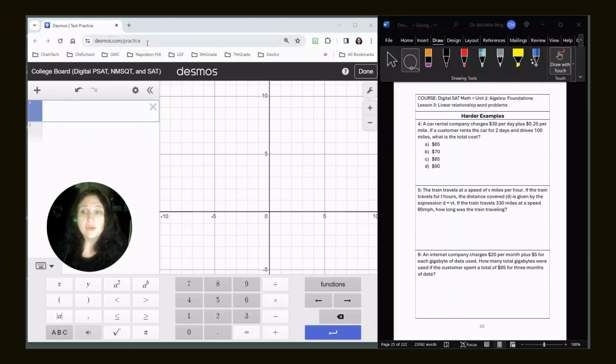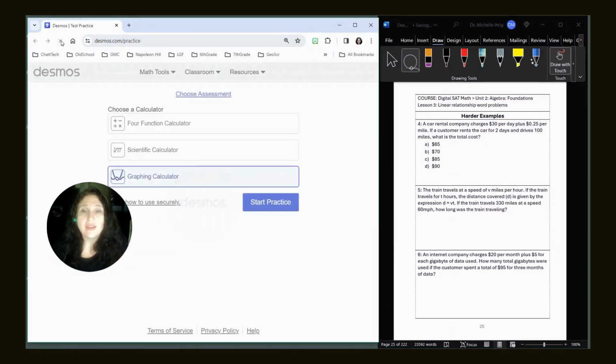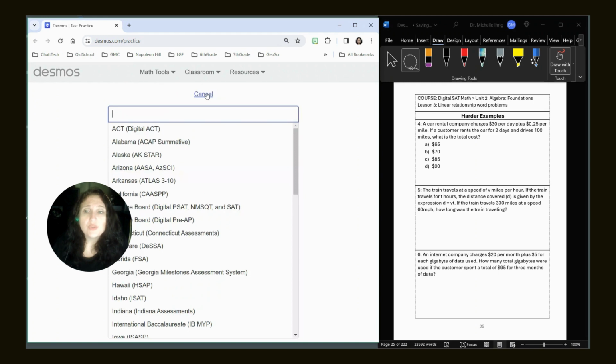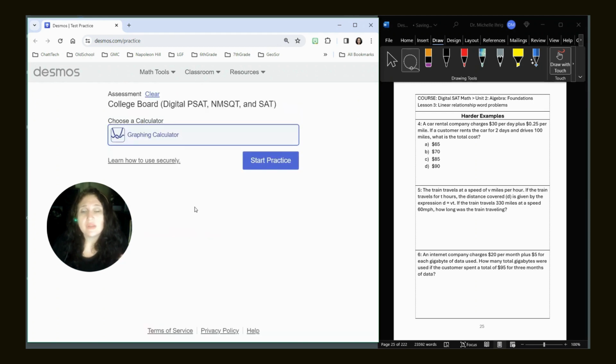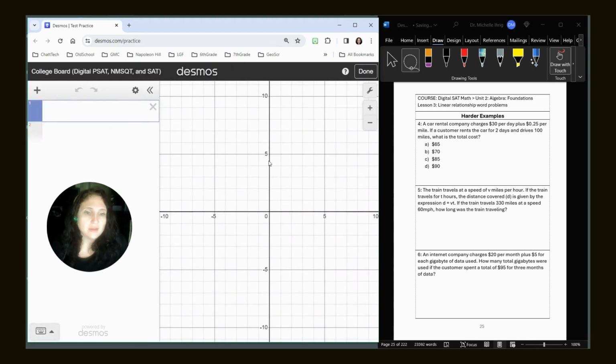Make sure that when you go to the practice calculator that you click choose assessment and Desmos, and the practice calculator link is one of the first links in the description. All right, let's start practice.